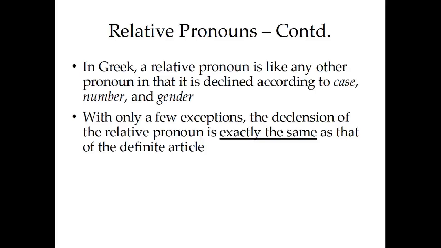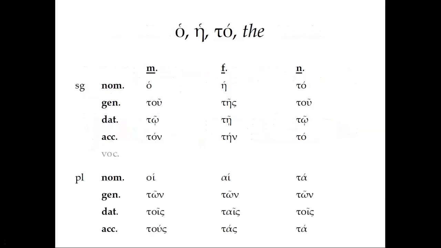With only a few exceptions, the declension of the relative pronoun is exactly the same as that of the definite article. So this is good news for us. We're not actually having to learn much that's new in the way of morphology accidents at all. So here is the full declension of the definite article, ho, he, to, the masculine, feminine, neuter forms of the definite article in singular and plural.